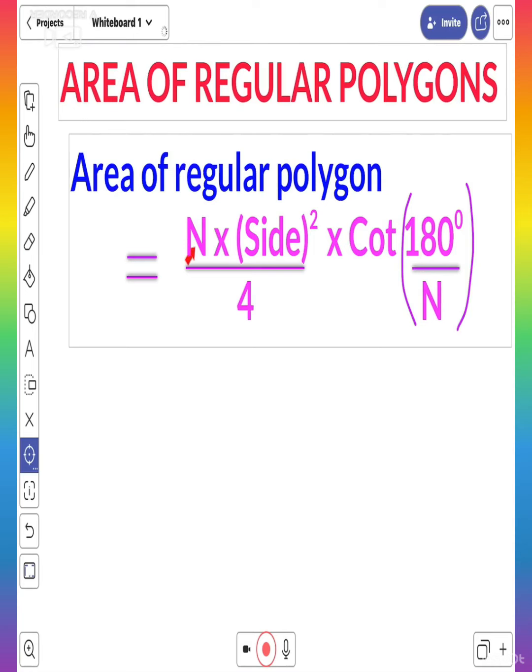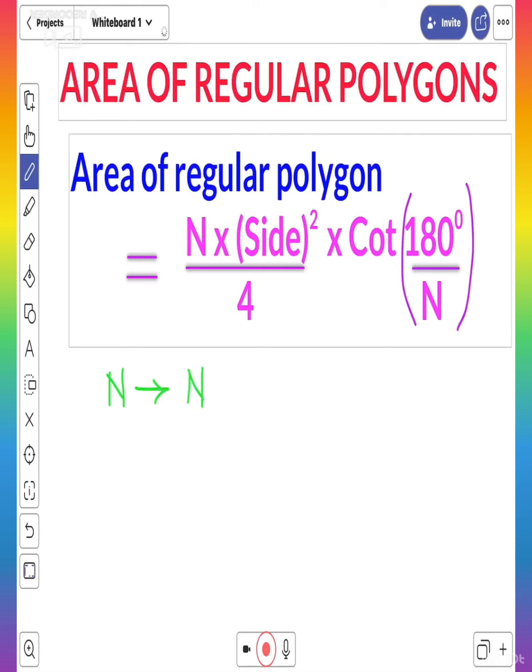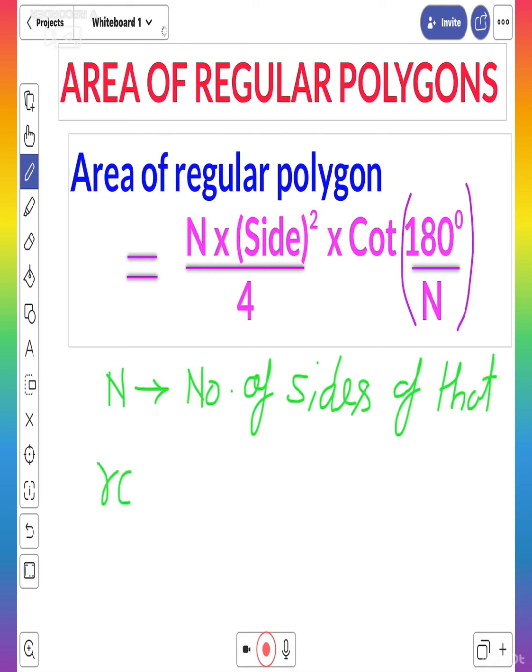So what is the n here? N is the number of sides of that regular polygon.